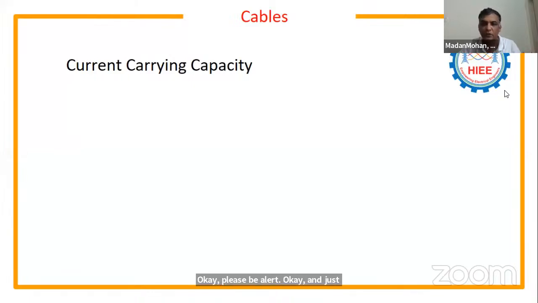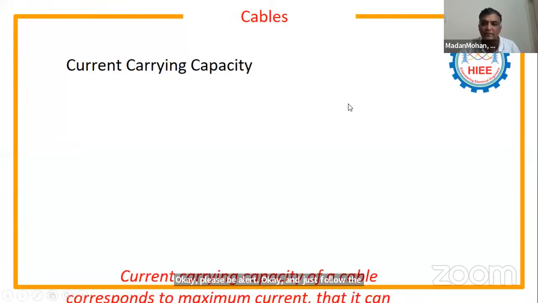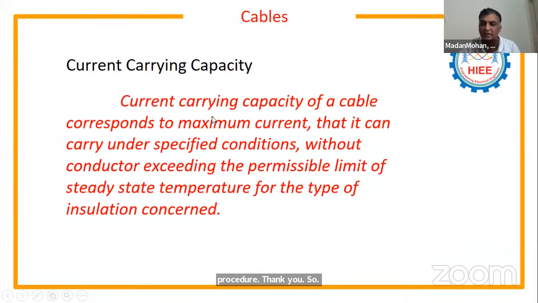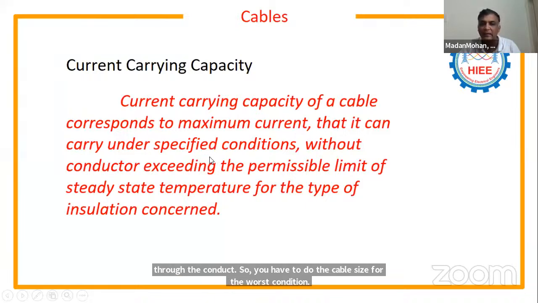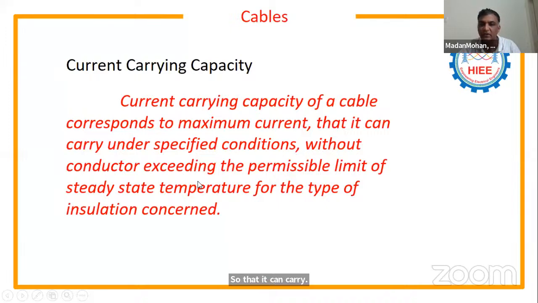Current carrying capacity of a cable corresponds to the maximum current, because we always have to decide the cable size for the maximum current flowing through the conductor. So always do the cable sizing for the worst condition, so that it can carry current under specific conditions without the conductor exceeding the permissible limit of steady state temperature for the type of insulation concerned.